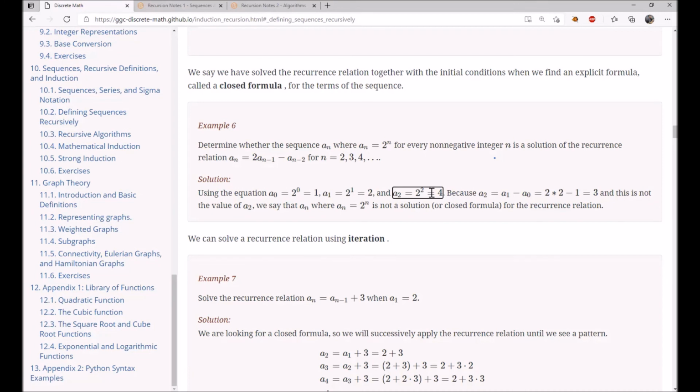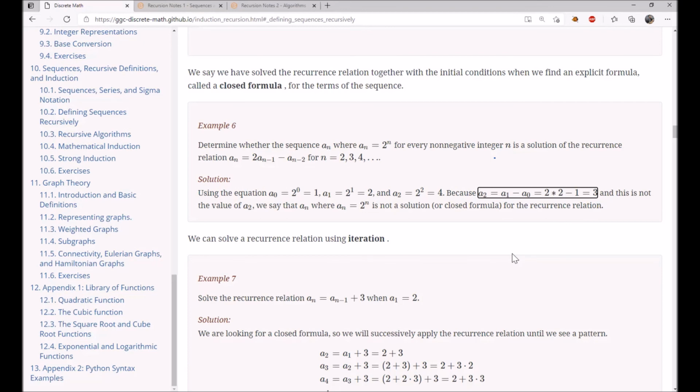And that's enough to see that it is not a solution. Because if we use the recurrence relation and check it for a_2, this is what we get: a_2 equals 3. So that's not a solution. It's not a closed formula for the recurrence relation.